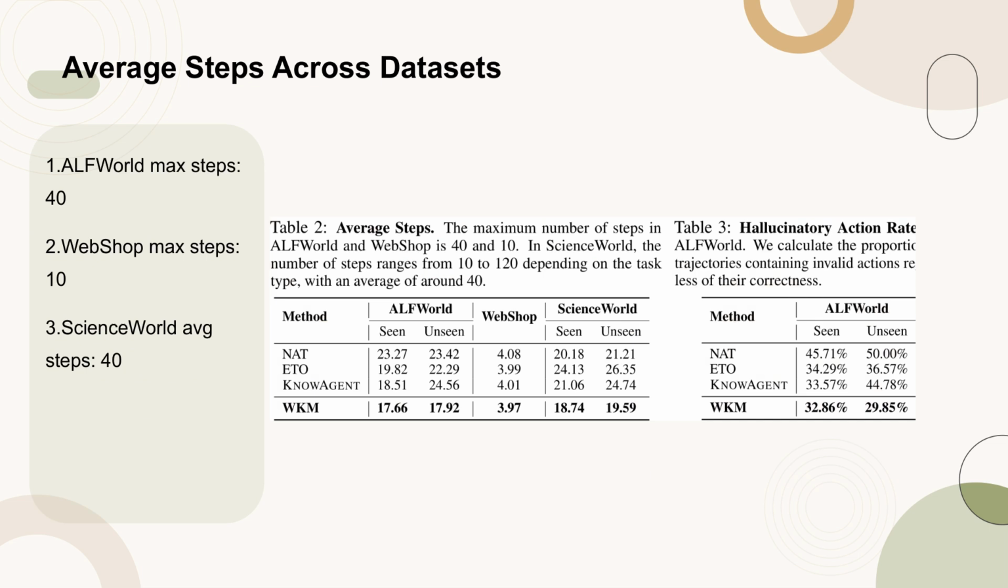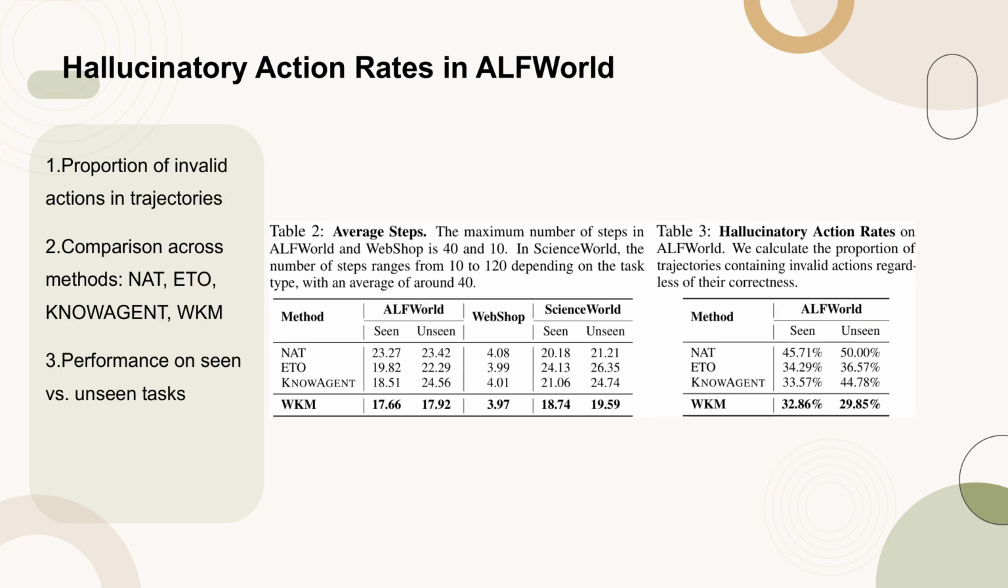All experiments are conducted on 8 NVIDIA V100 32G GPUs within 12 hours. Table 2 presents the average number of steps required across different datasets. In ALFWorld, the maximum number of steps is 40, while in WebShop it is 10. For ScienceWorld, the number of steps varies from 10 to 120 depending on the task type, with an average of approximately 40 steps. Table 3 presents the hallucinatory action rates on ALFWorld, detailing the proportion of trajectories containing invalid actions across different methods.